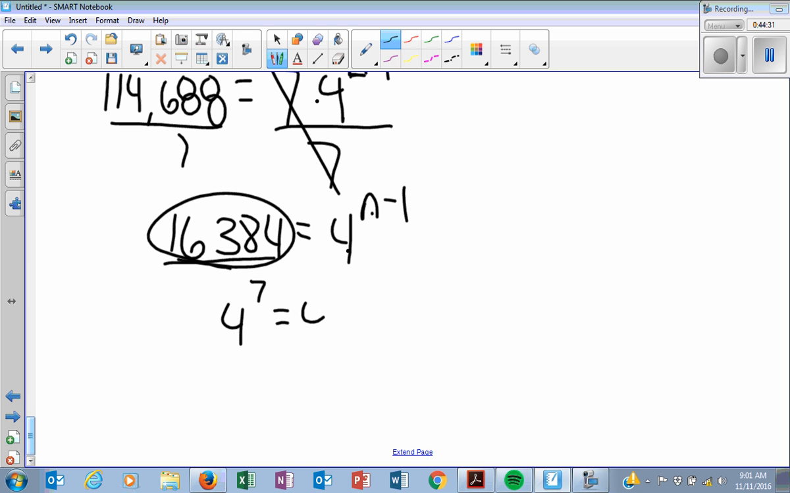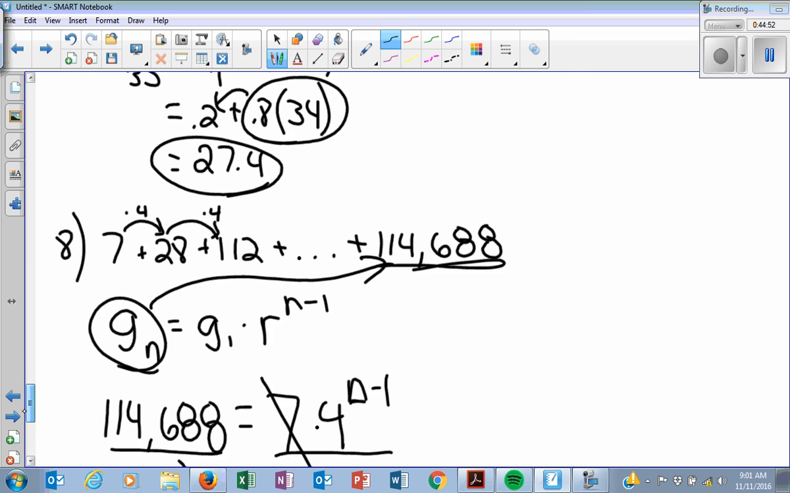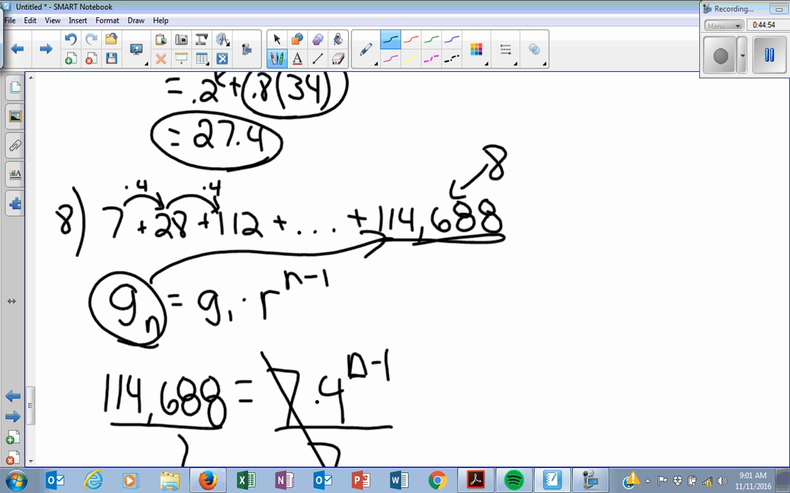And I want mine to be n minus 1. So when I do this, my n minus 1 is supposed to equal 7. That means that n minus 1 has to equal 7. Which I add 1 and 1, I know my n is 8. So what term number would this be? This would be the 8th term.